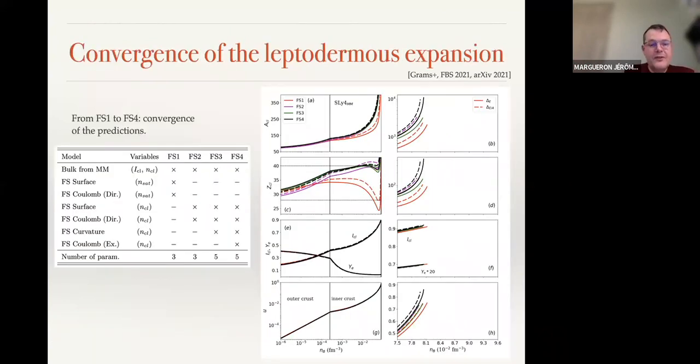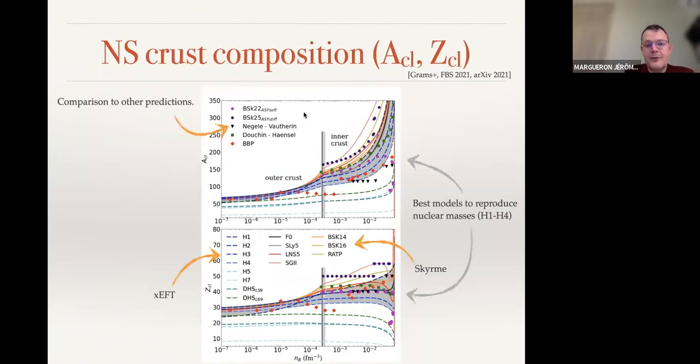Okay, so this is about the ordering, the convergence of the leptodermous expansion. Very briefly, you can see the different colors, from red to magenta, green, and black, as we go higher and higher in the ordering. You can see that the differences for these different quantities represented here are less and less marked as one goes from one to another. So this is an interesting feature as well.